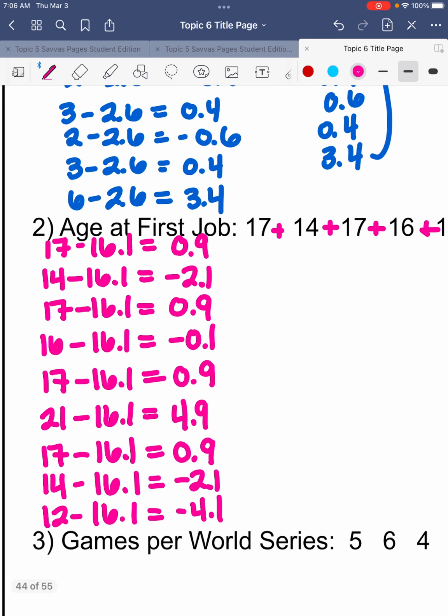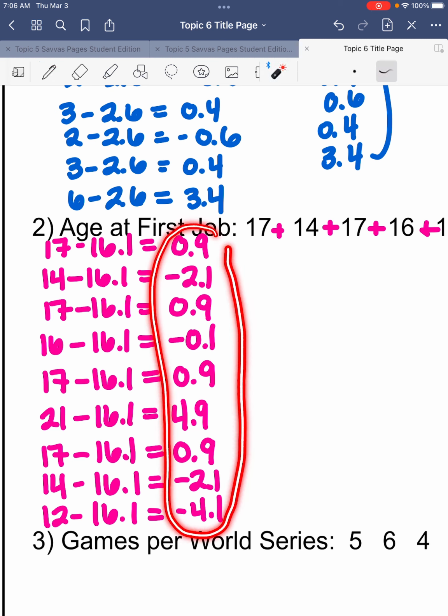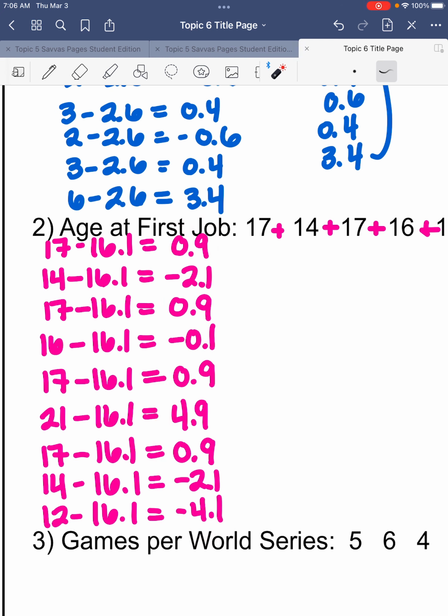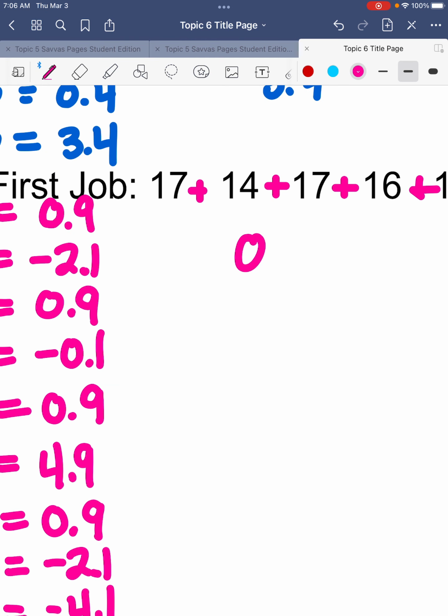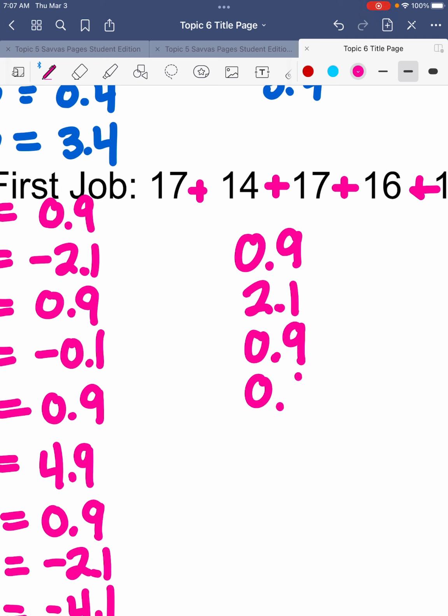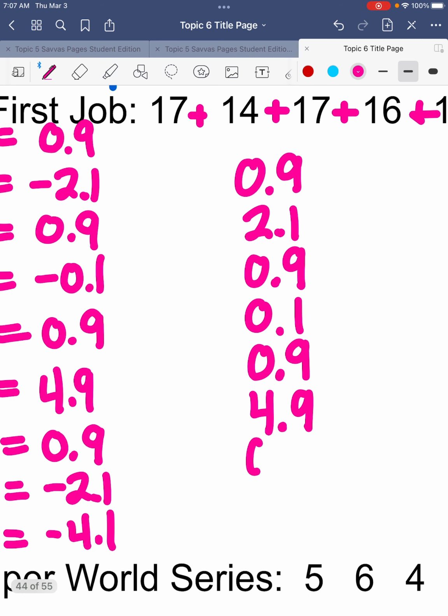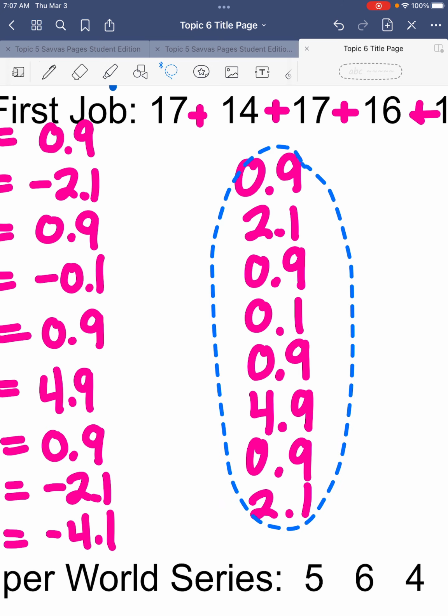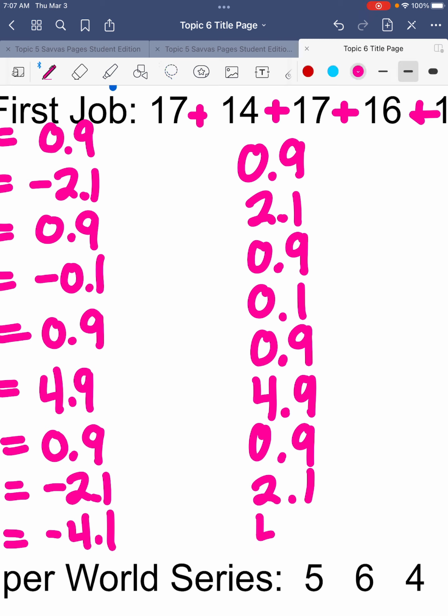Okay. Now our next step is to take all of these terms here and make them positive. So I'm taking the absolute value of all of them. So I'm just going to rewrite them all positive. So we start with 0.9, then 2.1, 0.9, 0.1, 0.9, 4.9, 0.9, 2.1, and lastly 4.1. So I just rewrote all of those same numbers positive because I'm taking the absolute value of all of them.